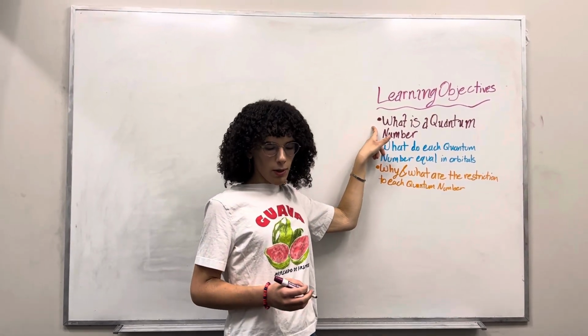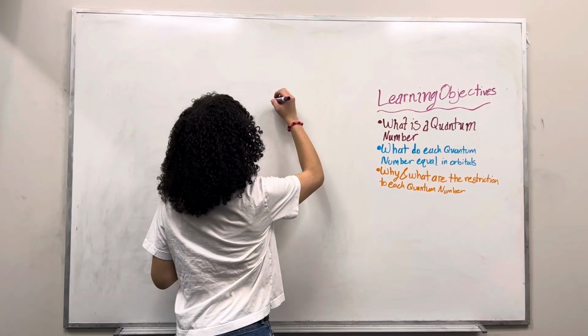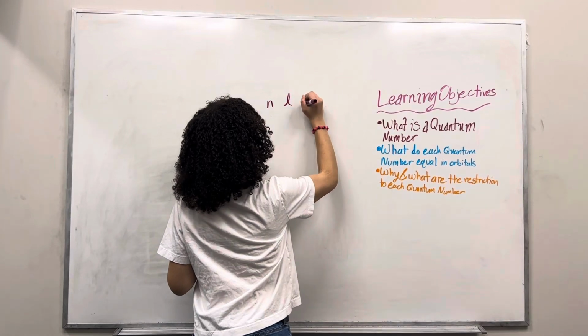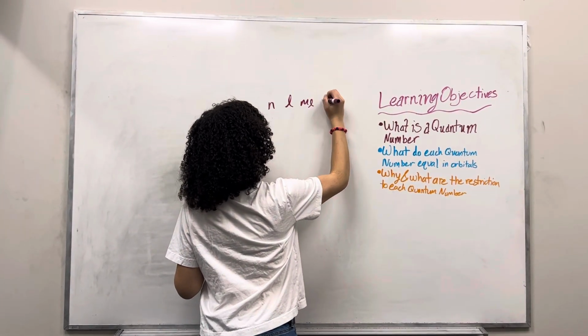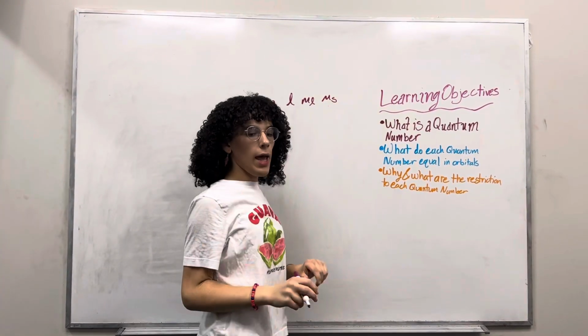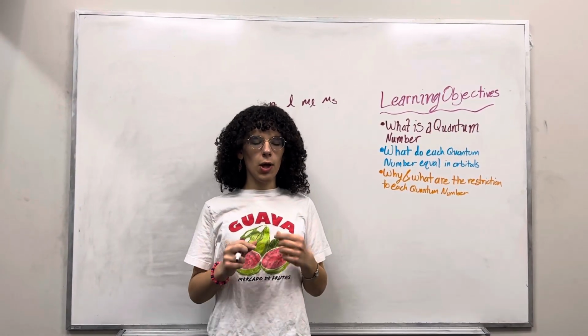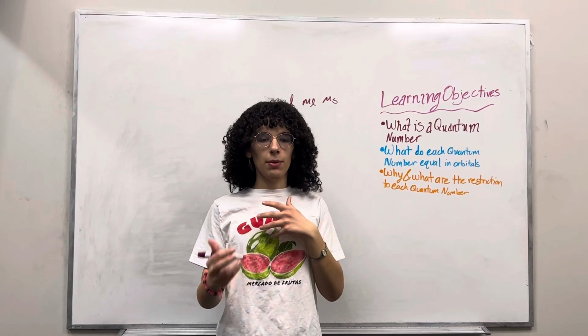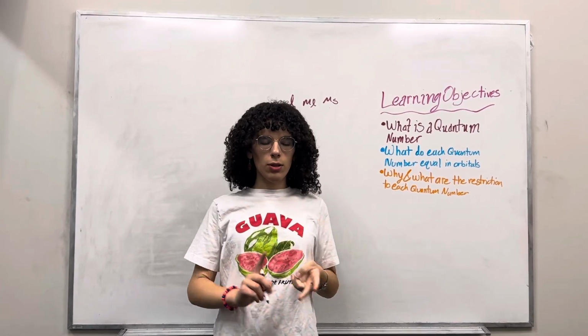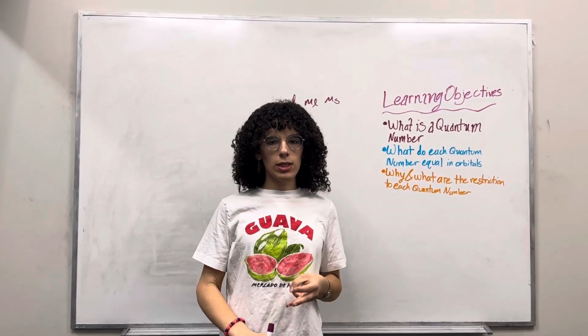Quantum numbers are a set of 4 numbers: n, l, m sub l, and m sub s. These numbers indicate the unique quantum position of an electron around an atom. So this indicates its energy, location, and orientation in space.